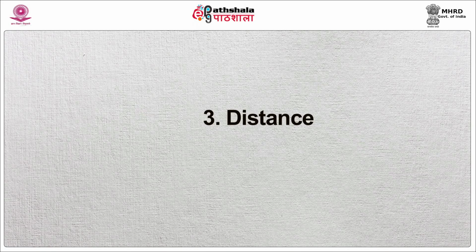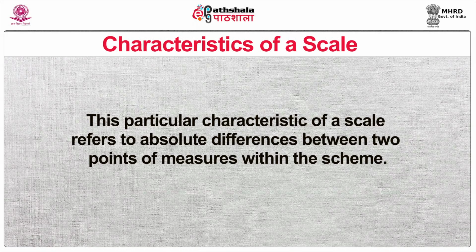Third, the distance. This particular characteristic of a scale refers to absolute differences between two points of measure within the scheme. For example, a family with 5 members can be said to have 1 member more than a 4-member family. Similarly, a person with 5-point satisfaction from a destination could be said to have more satisfaction than a person with 4-point satisfaction.